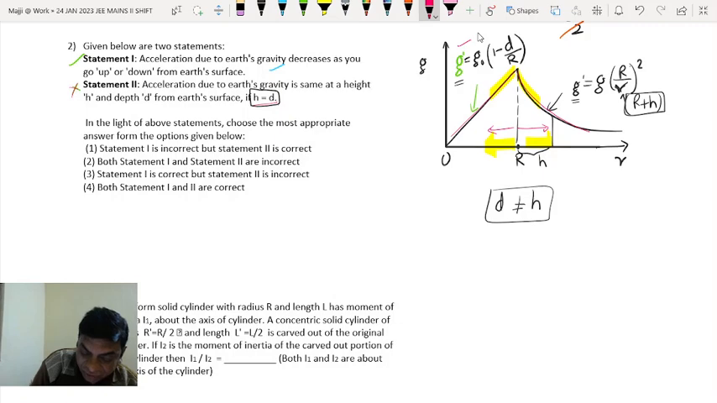You have to equate these two and you have to check that h will not be equal to d. So that means the correct option will be what? Statement 1 is correct but statement 2 is incorrect. So third option is the correct answer. Third option. Let us move to the next question, please.